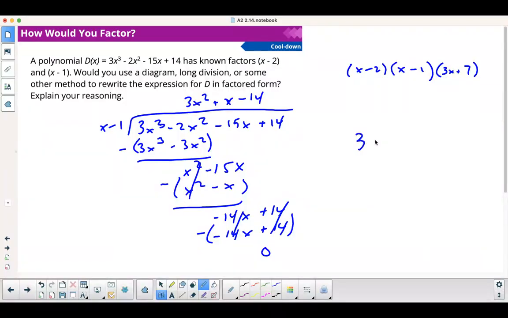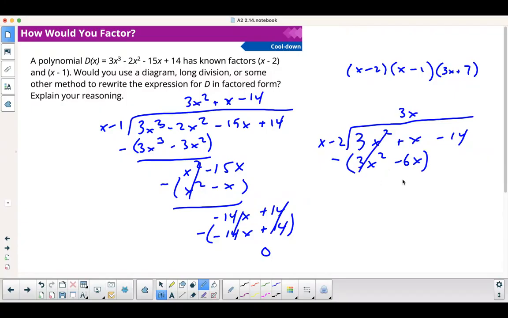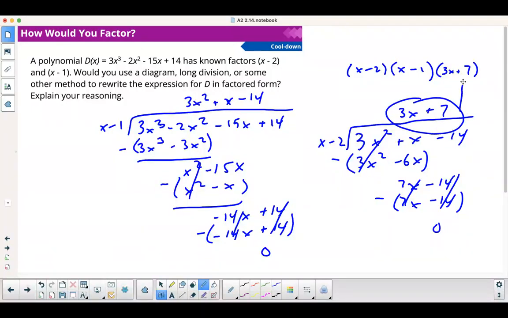And then I could do it again. This time I'm going to use my other factor. I use the x minus 2. So I need x minus 2 times a 3x. 3x squared minus 6x. Subtract. Cancels that. That becomes 7x. And then x times 7 will give me the 7x. Subtract. And everything cancels out. So there's that other factor that I found.